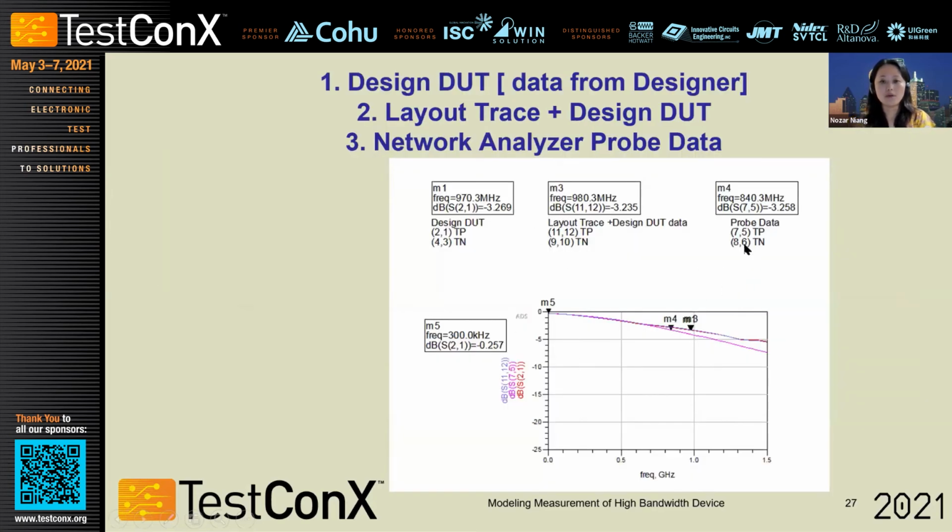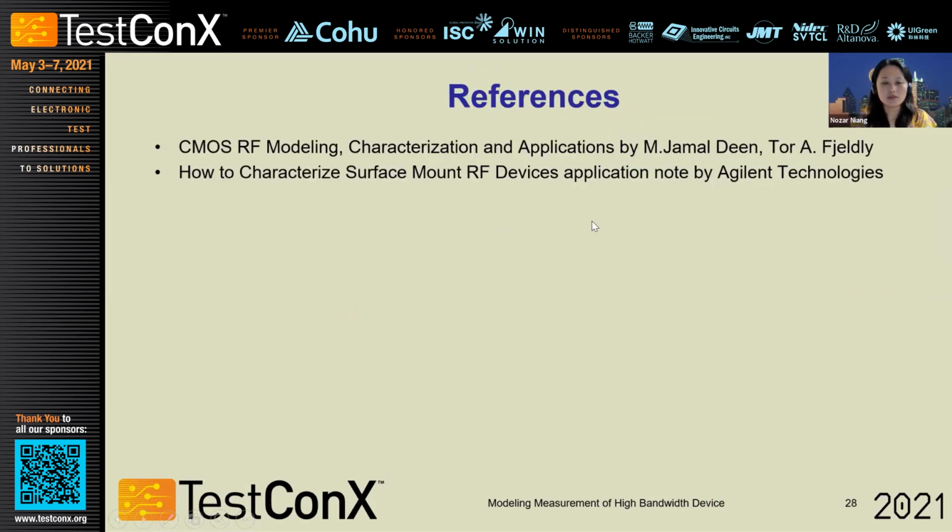These are just a summary of the pre-silicon that we are doing. So you will see that 970, 980, and then 840 megahertz. These are all supposed to match each other, but due to the fabrication process and uncertainty, we are seeing some difference already here. So these are the references that I used to calculate all the equations that I'm using, and so on.